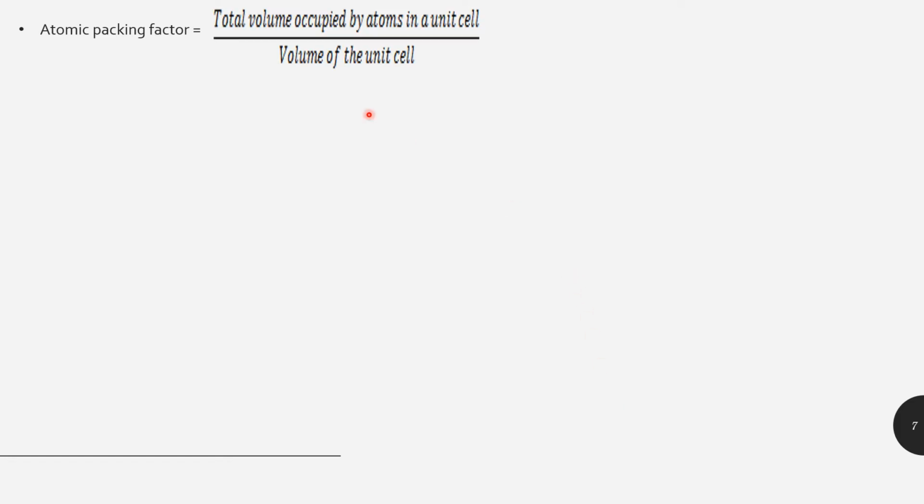Now we will find the atomic packing factor, which is the total volume occupied by the atoms in a unit cell divided by the volume of the unit cell. As there are two atoms inside the BCC unit cell and the volume of one atom is 4/3 πr³. So 2 × 4/3 πr³. And the volume of the unit cell, as the length of one side is a, is a³.